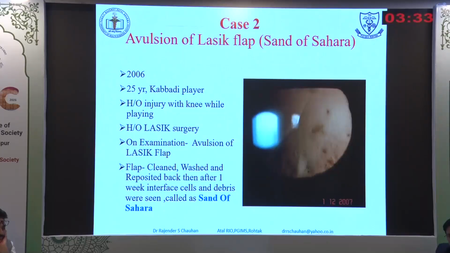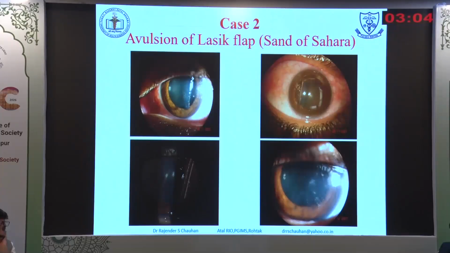This is another case of avulsion of a LASIK flap. He was a 25-year-old kabaddi player who had an injury while playing kabaddi, and this LASIK flap was avulsed, and when it was cleaned and washed in the theater, the cornea became white. But next day there was some debris, and later on the patient developed sands of Sahara. But over a period of 1.5 months with topical steroid and antibiotics, he was relieved. So this was the end result of that case.